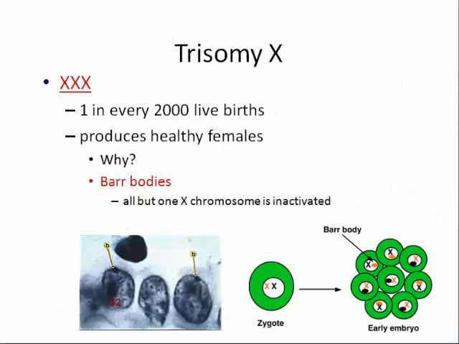So this is a trisomy female where she has XXX. It's 1 in every 2,000 live births. It produces healthy females that are completely normal, and the reason is something called Barr bodies. This is an extremely important idea that you'll have to learn, Barr bodies.